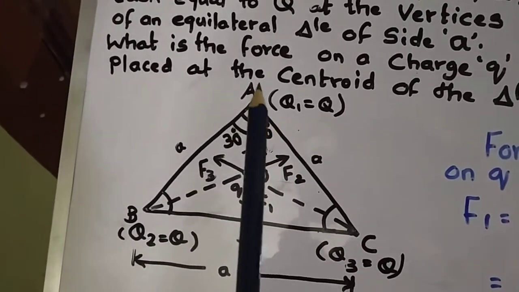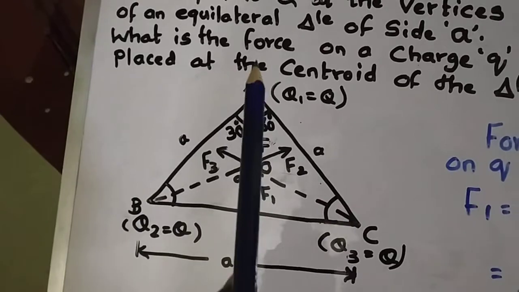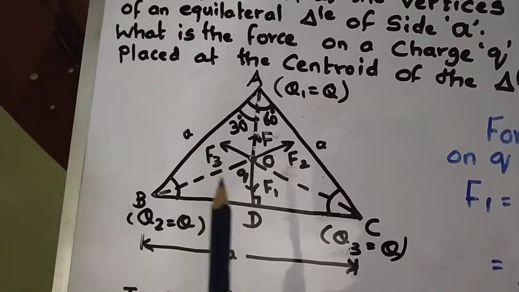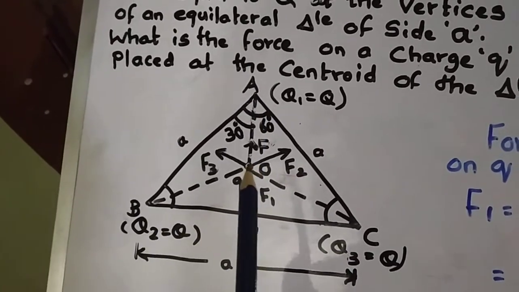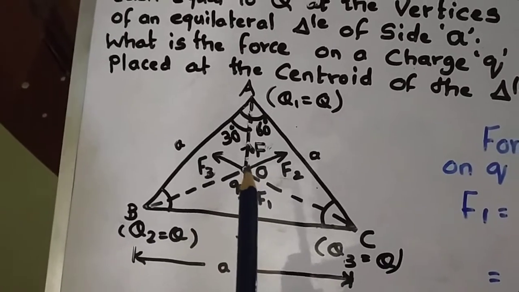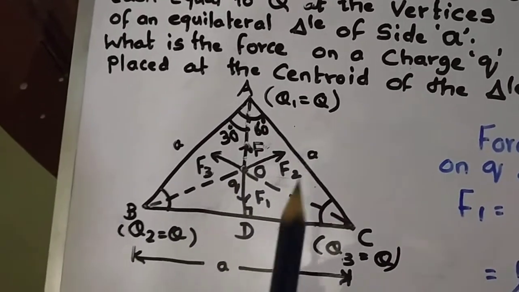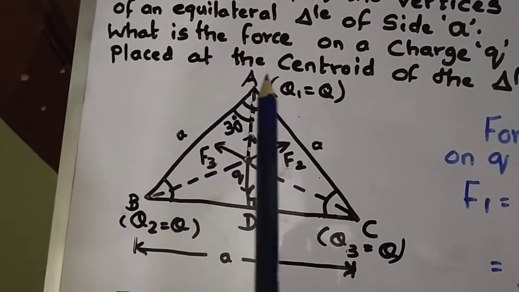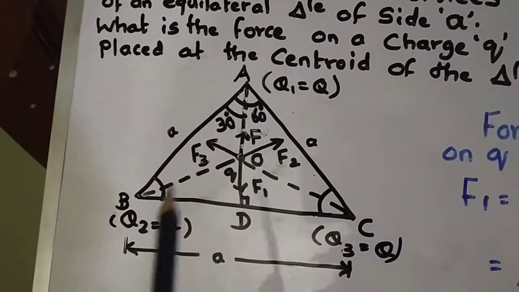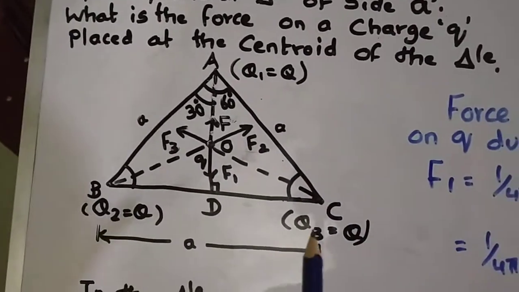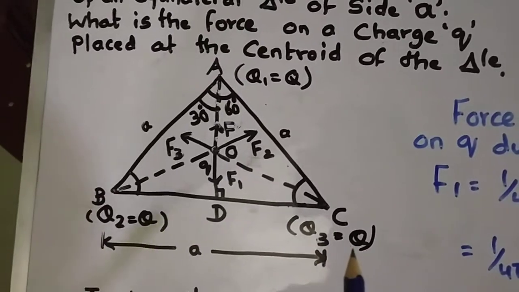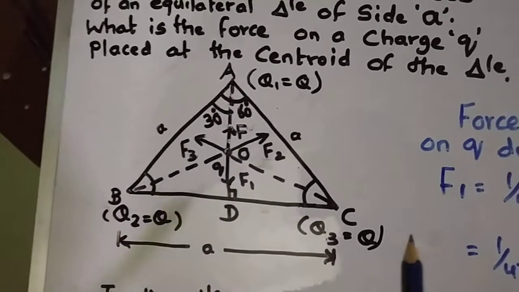Now, AD is a perpendicular line. Now, O is the midpoint, that is the centroid of the triangle. Here, Q1 is equal to Q, Q2 is equal to Q, Q3 is equal to Q. Three charges are placed at the vertices of the triangle.